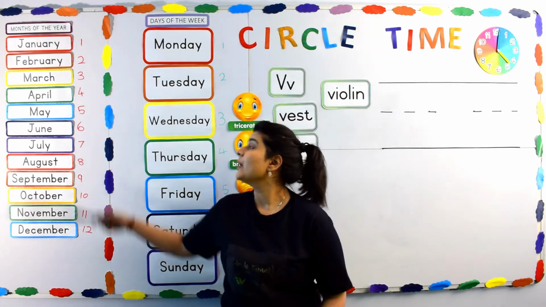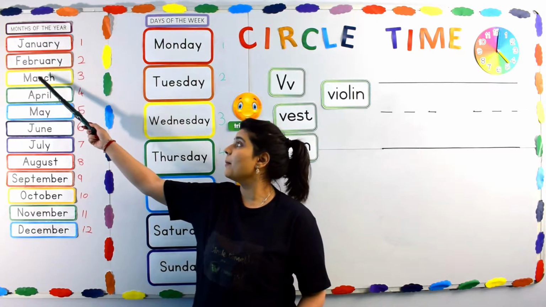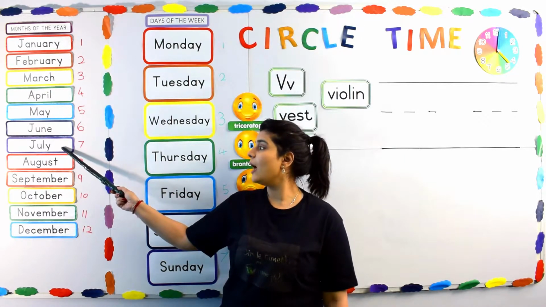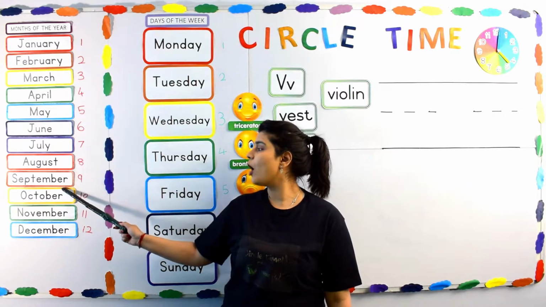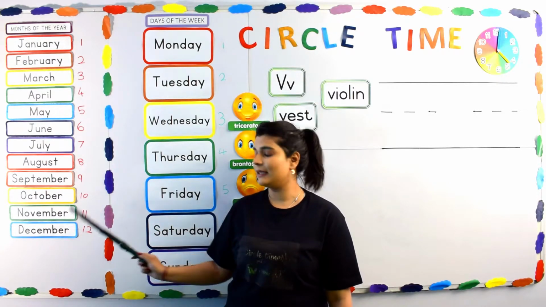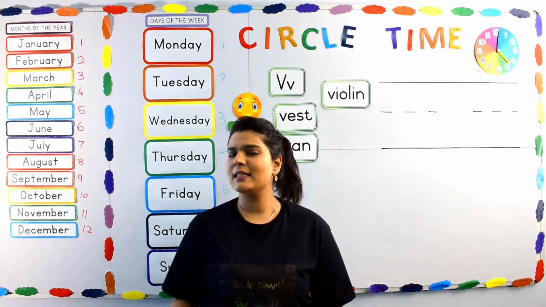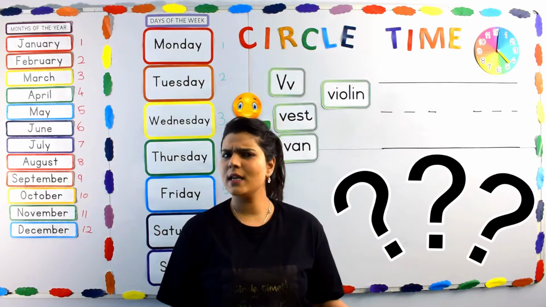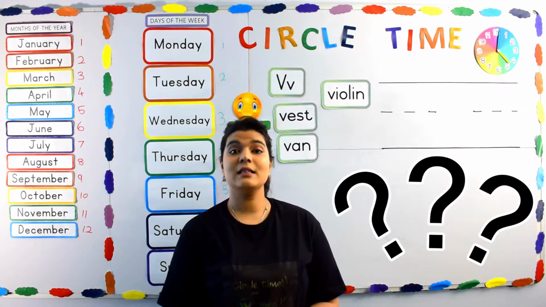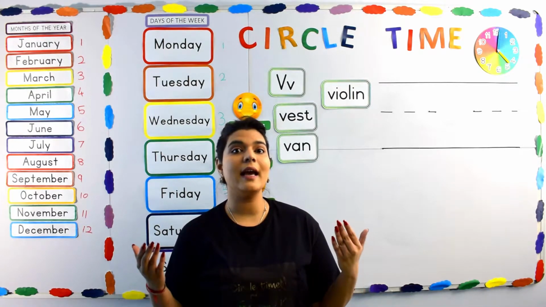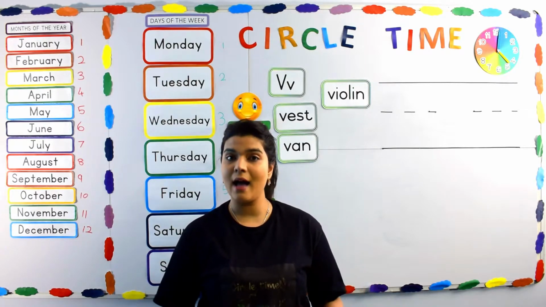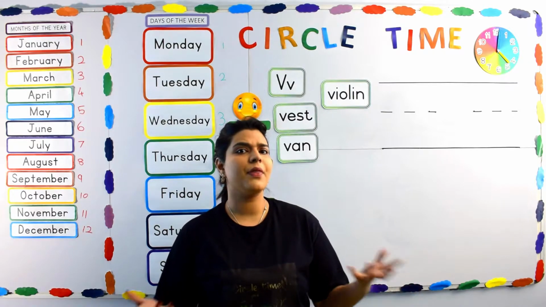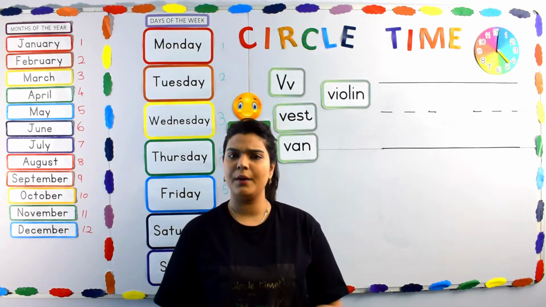They are January, February, March, April, May, June, July, August, September, October, November, and December. So which is the last month of the year? What does last mean? Last means that there is nothing that comes after that. That is the end. Which month ends off our year?